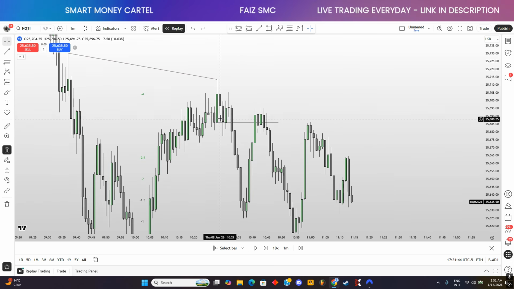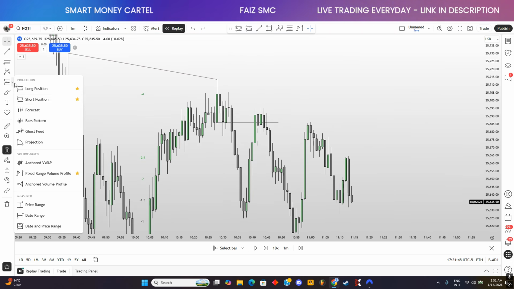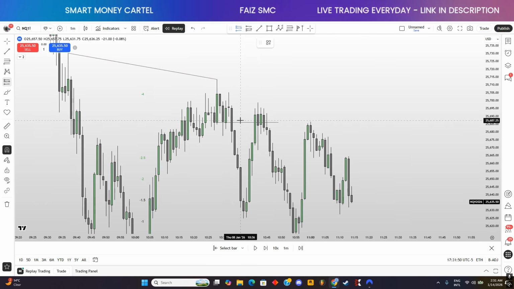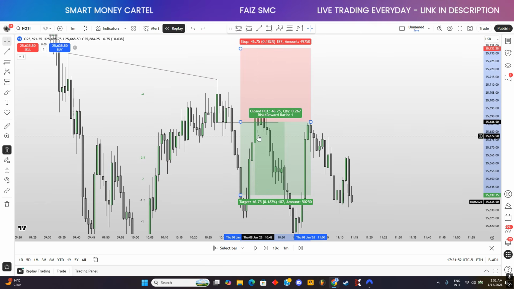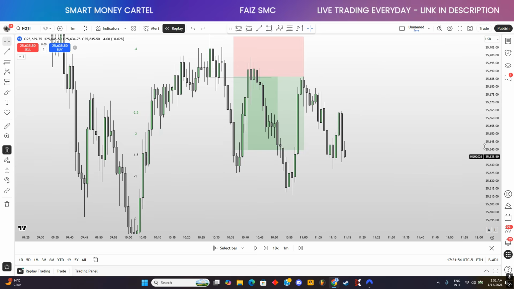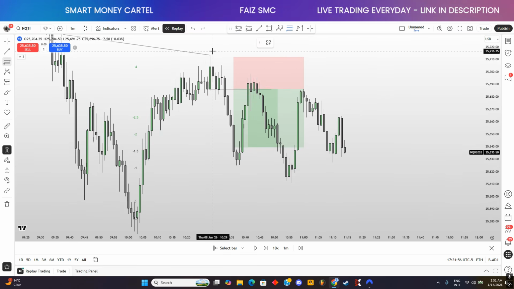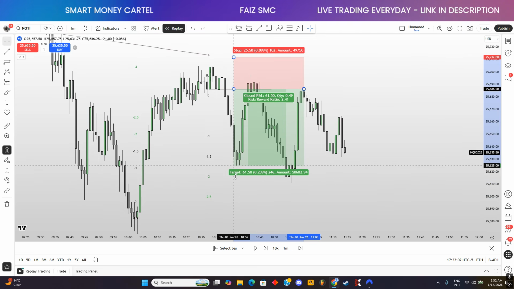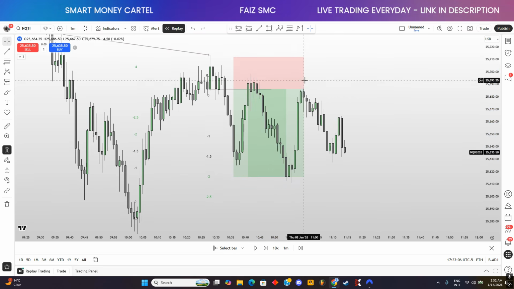And right here, you can see that we got a CISD, right? And your entry could have been here or at the retest. So if you took your entry on the retest, that is well and good as well, right? And then you can potentially target the -2, which is around this area, right? -2 here. And then you can see price goes down and taps into the -2 to the tick, and then it reverses.